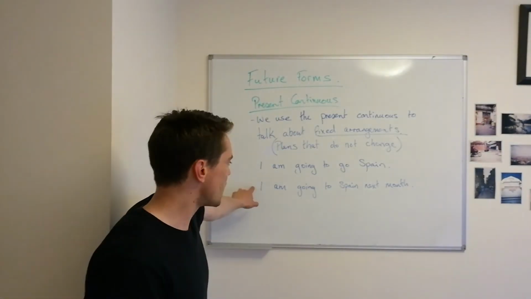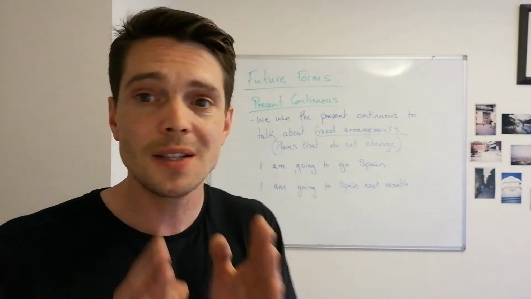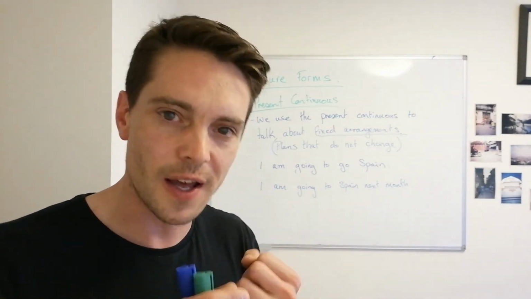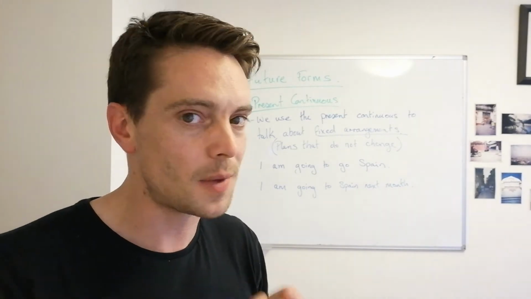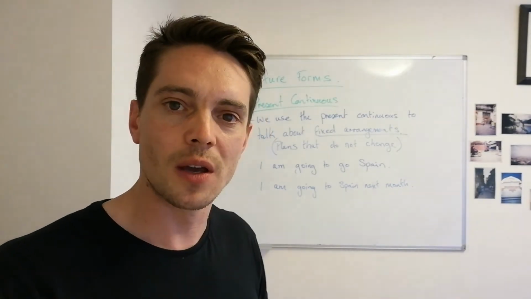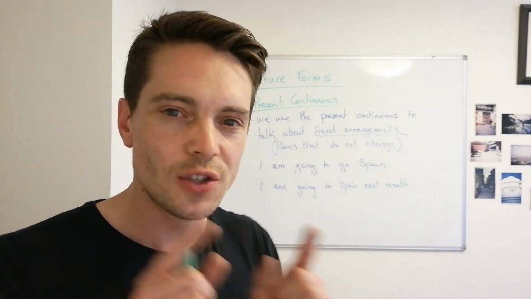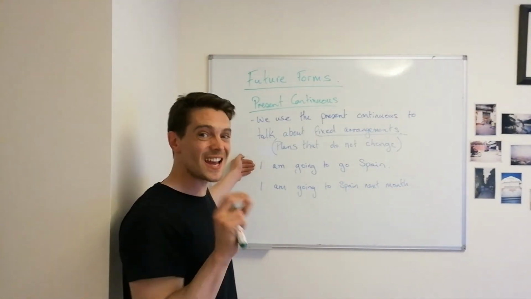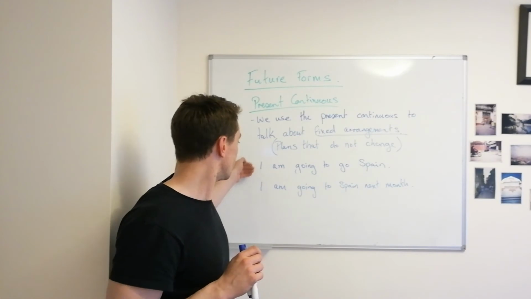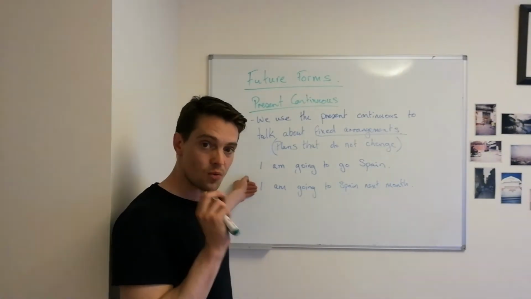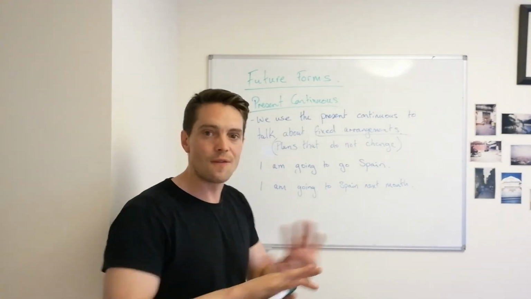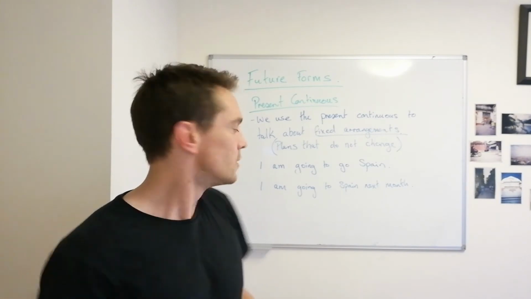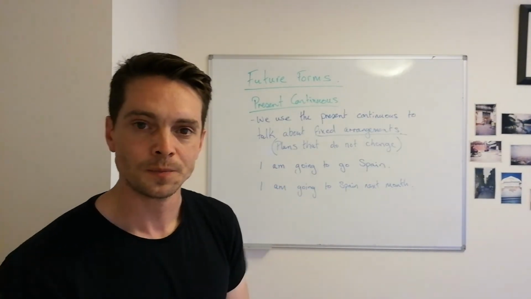But if I say I am going to Spain next month, that means it's not going to change. So I have my flight, I have my hotel accommodation, and I have my phrasebook. It's not going to change. So that's the difference. This is a plan. Maybe it will change. I haven't organized everything yet. This is an arrangement that will not change. Everything is organized. So that's the difference between those two.